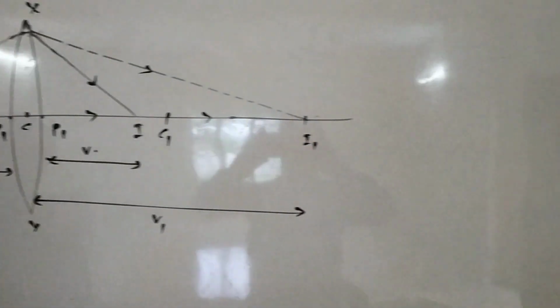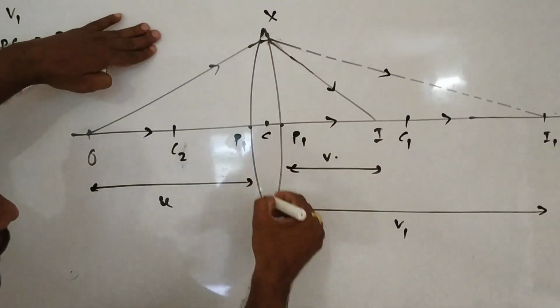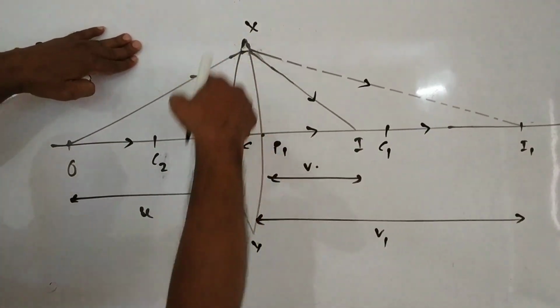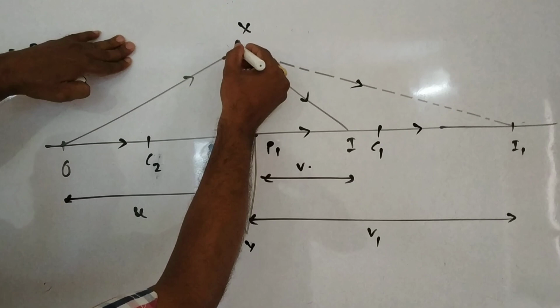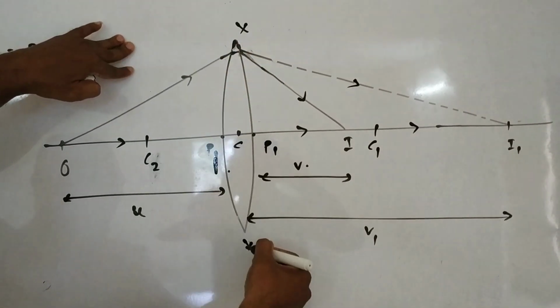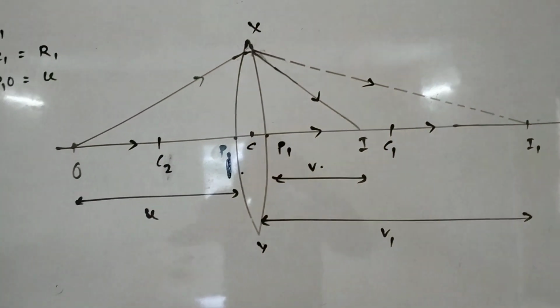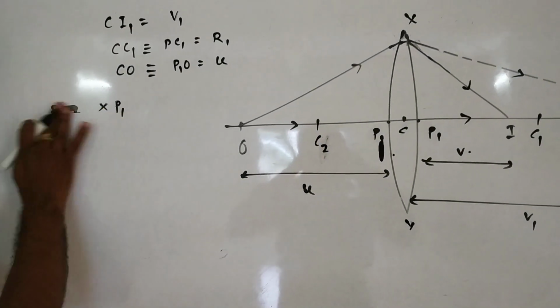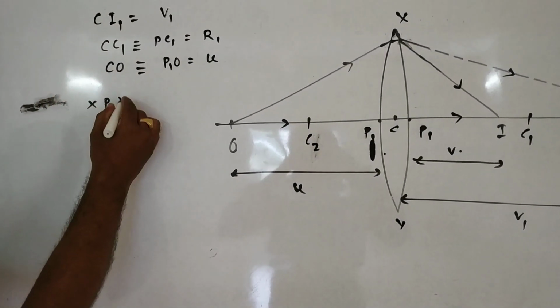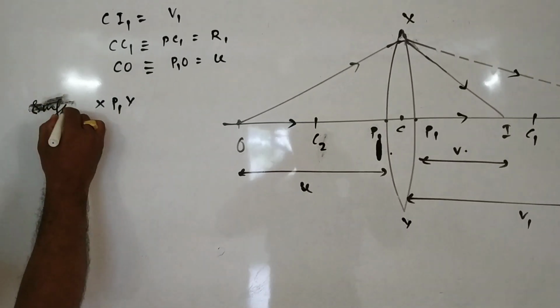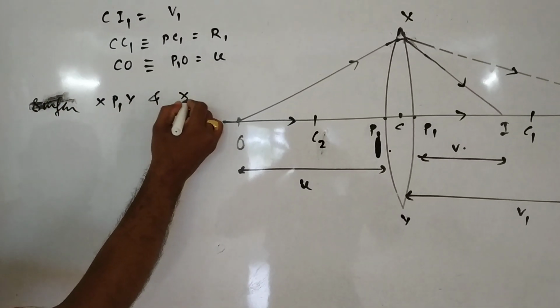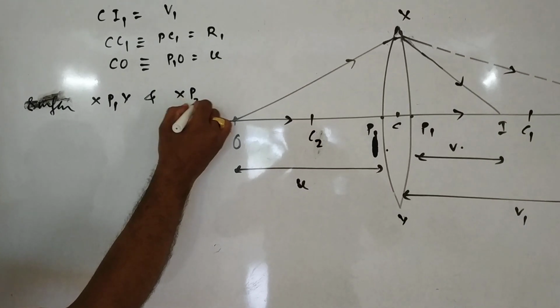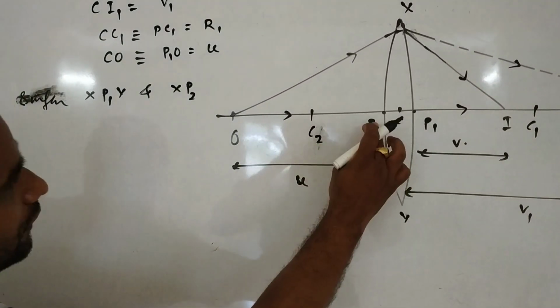Say this is a medium. Suppose this is a lens, XY the lens. This is one surface, called the XP1Y surface, and the other is the XP2Y surface.